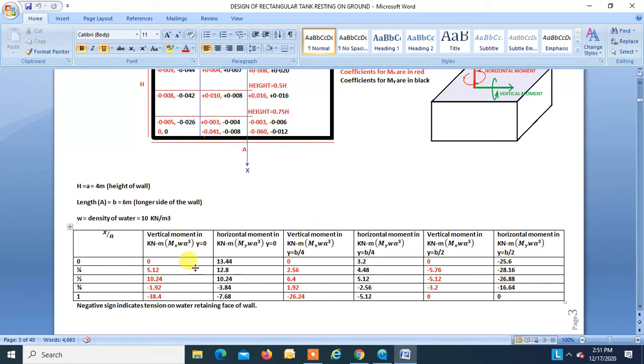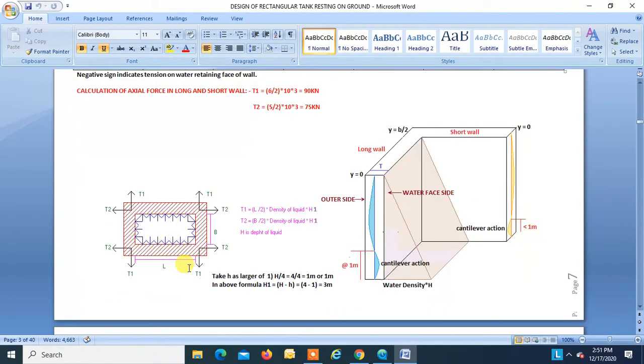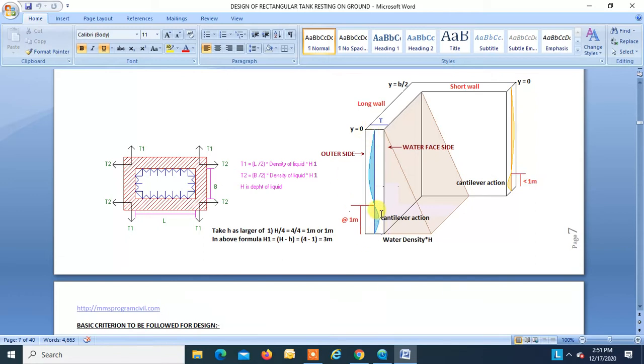Now an important note is made over here that the negative sign indicates the tension is on the water retaining phase. So you can see that some of the moments are positive and some of the moments are negative. First let me explain for the vertical moments. This is a deflection diagram for the vertical moment. So when the vertical moments are negative, then the tension will be on the water side, this side.